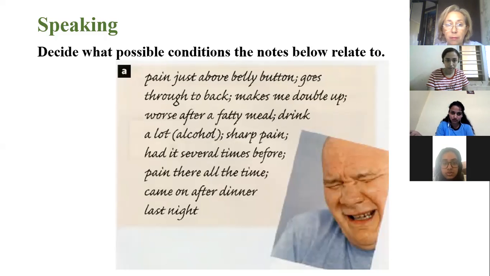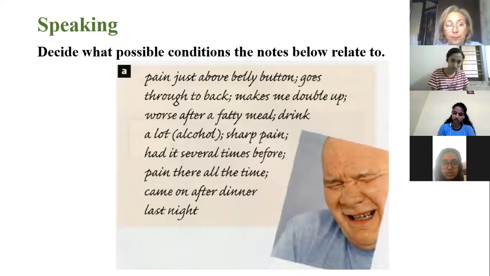The pain is just above the belly button, goes through the back, makes me double up. Worse after fatty meal, drink lots of alcohol. Sharp pain, had it several times before. Pain there all the time. Came on after dinner last night.